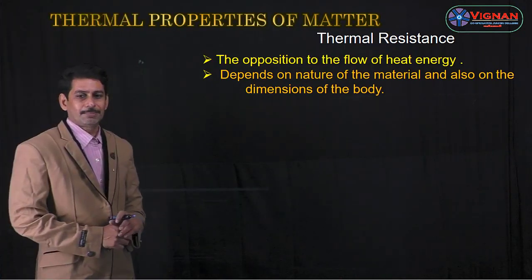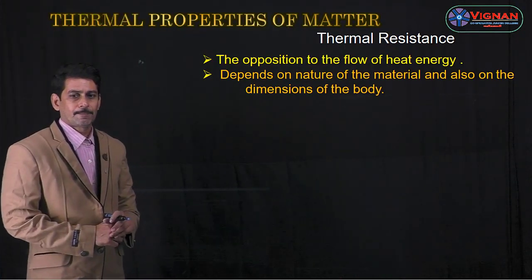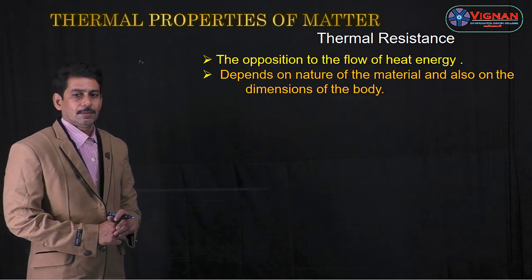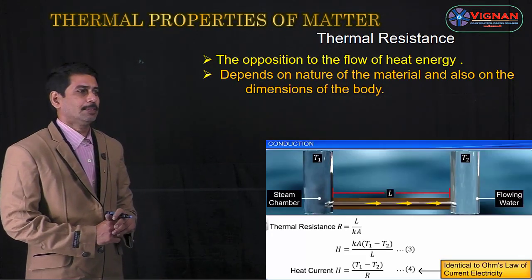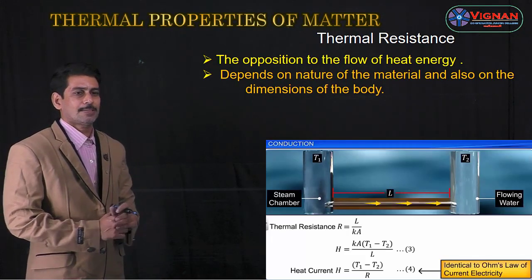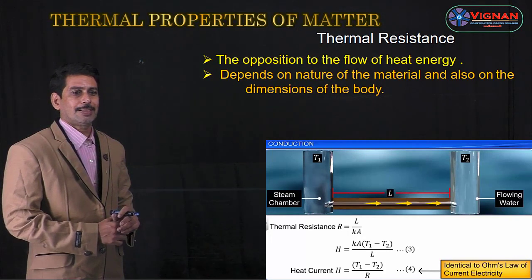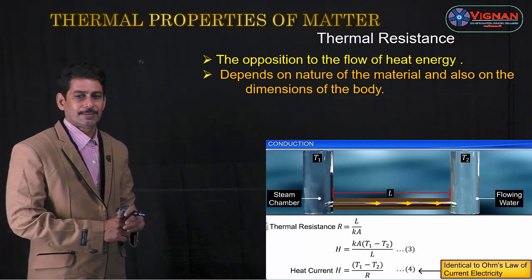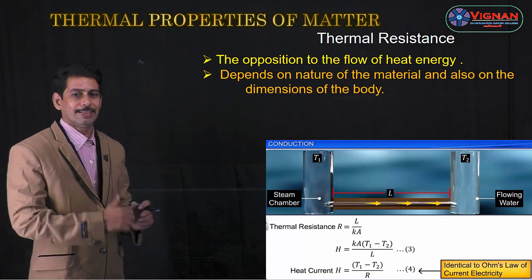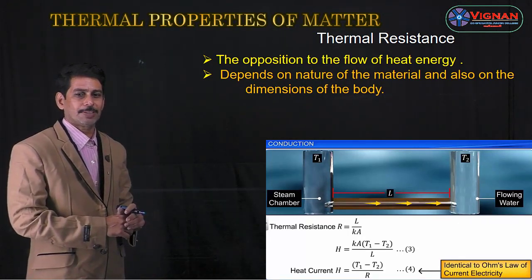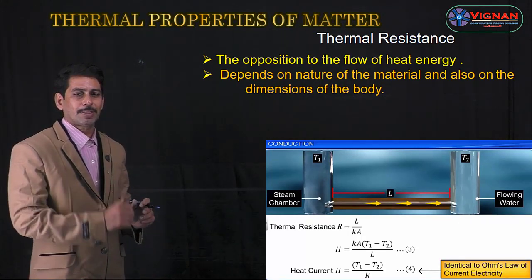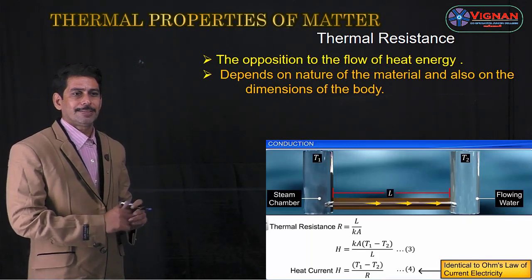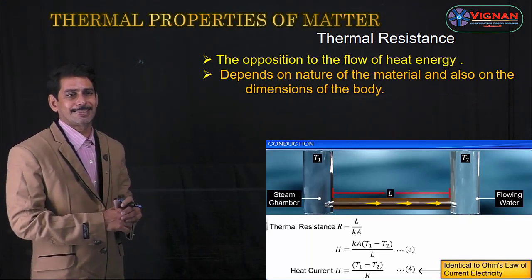Now let's see what is thermal resistance. From Ohm's law, V is equal to IR, where R is the resistance, V is the potential difference and I is the current. So R is nothing but V by I. That is, the opposition to the flow of current is called resistance.